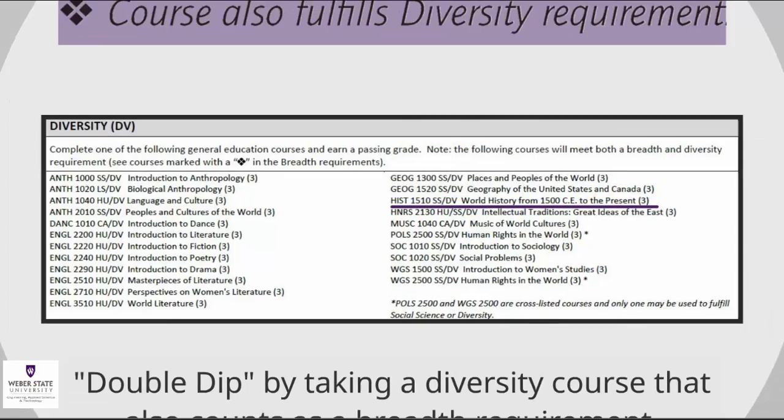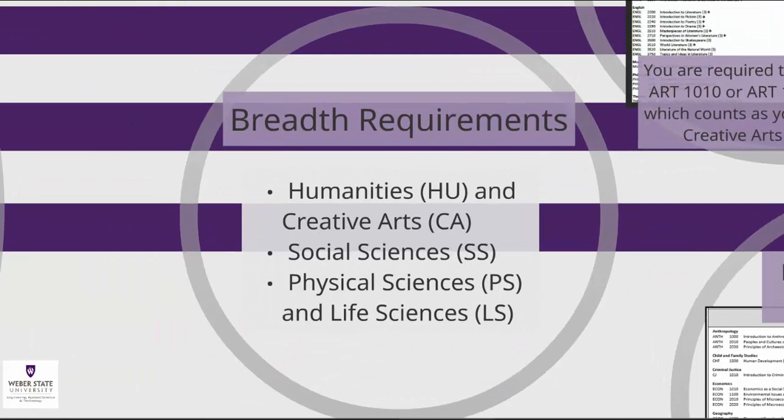The second set of requirements in general education is called the breadth requirements. The breadth includes humanities and creative arts, and your social, physical, and life sciences. These courses must be passed with a D- or higher, unless a higher grade is required due to major course requirements. For interior design technology students, major courses require a B or better.